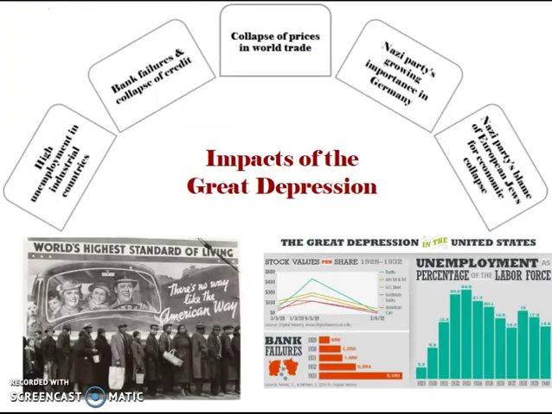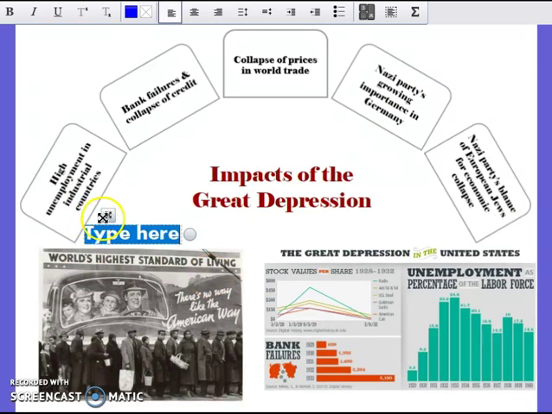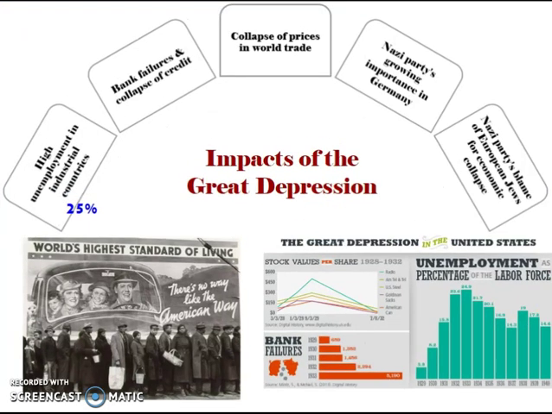Massive impacts of the Great Depression. Start here with high unemployment in industrial countries. We talked about unemployment being high in the United States over the last decade, where unemployment was about 8% of the population, and in the Great Depression it was 25%. So 1 in 4, some numbers as high as 30% of the population in the United States actively could not find a job. And that's massive when you're talking about entire families that are trying to find work, and there is no work for anyone.